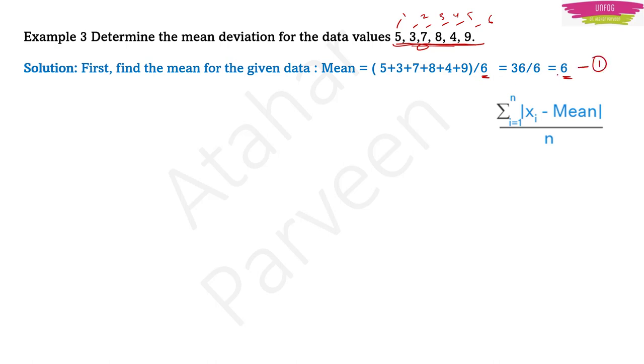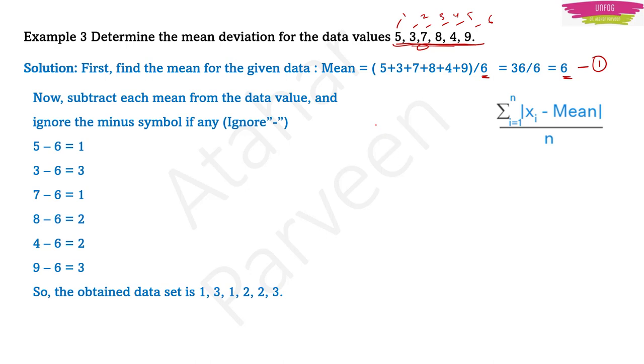Next, what will you do? You will subtract the mean from each data value. While subtracting, you will use the mod, which means you will ignore the negative sign. The numbers given are 5, 3, 7, 8, 4, 9. 5 minus 6, where 6 is the mean which I found, is 1. Then the second number minus 6, the third number minus 6, the fourth number minus 6. I went on doing this, so I found a new data set. The new data set is 1, 3, 1, 2, 2, 3.